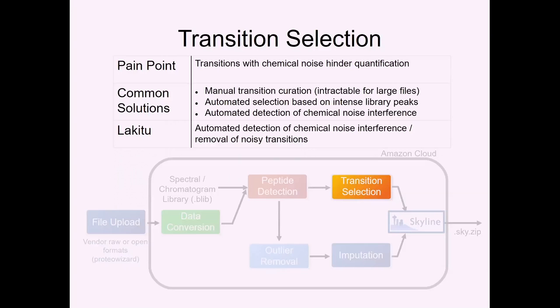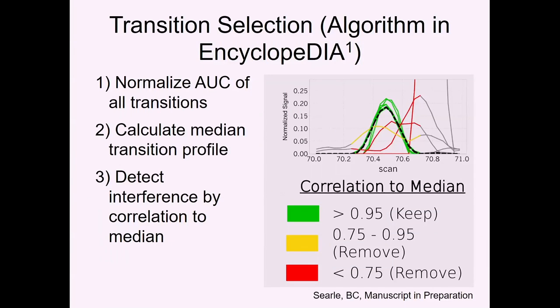And so there's other options for automated detection of chemical noise interferences. We're using an approach that's in EncyclopeDIA, where we normalize the area under the curve for all the different transitions to one another, so they're all normalized to the same intensity. We calculate the median profile, that's this dashed line in black here. And then we look for the other chromatographic peaks that correlate with the median. So any outlier like this yellow portion or this red portion are those that don't correlate with the median.